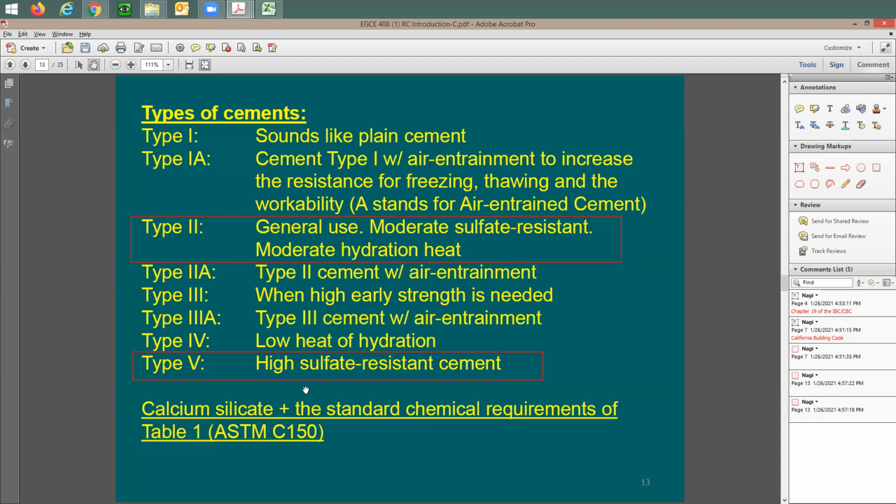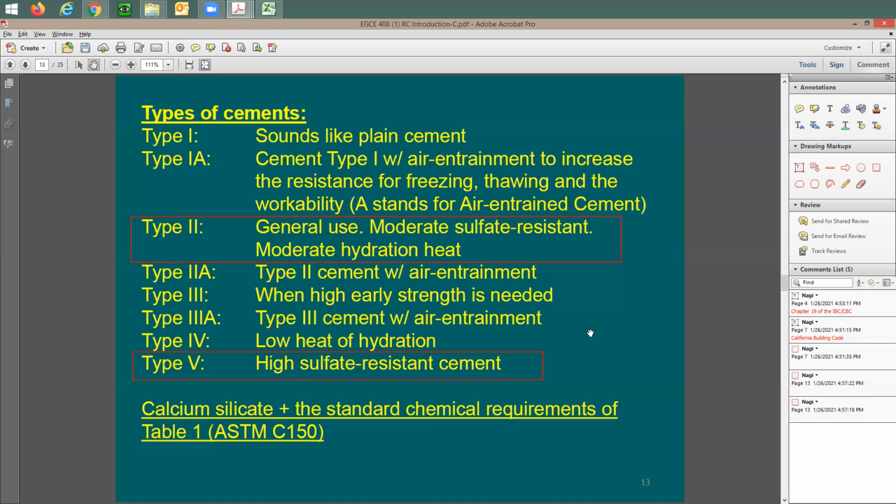Type 5 is high sulfate resistant cement. Usually it is used in foundations whenever you have lots of sulfate in the ground. Also it is used whenever you are close to the shore. So if you are close to the ocean and you'd like to do any construction, you cannot really use type 2. It's not strong enough against the chlorides and sulfates. So in this case, you're going to switch to type 5. Again, we have two common types, type 2 and type 5.